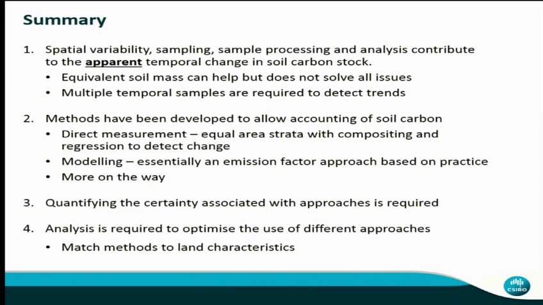So, summary. Spatial variability, sampling issues, sample processing and analysis contribute to what I've bolded and underlined here, something I'm calling an apparent temporal change. And it's really important to recognize that if I just have two measurements, the certainty associated with the value off those two measurements is going to be pretty low. We can invoke the equivalent mass calculations to help, but it doesn't solve all the issues. We really need these multiple temporal samples in order to detect what's the trajectory and where this thing is really headed.